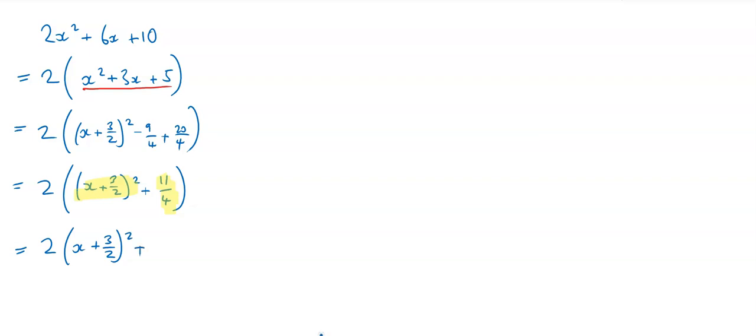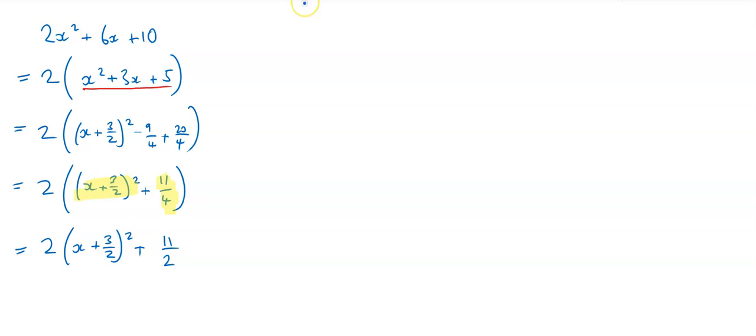11/4 times 2. Hopefully we can see that if we're timesing this fraction by 2, we're really dividing the bottom by 2. So we go straight to 11/2. That's quicker than saying 22/4, which is 11/2.